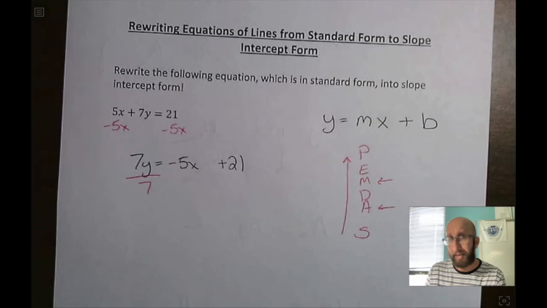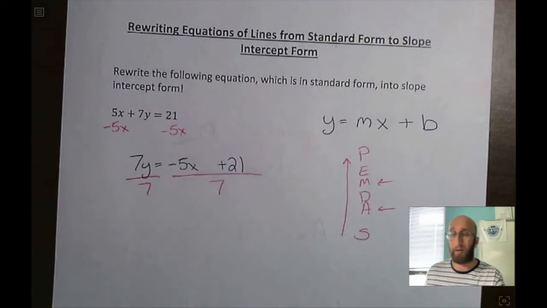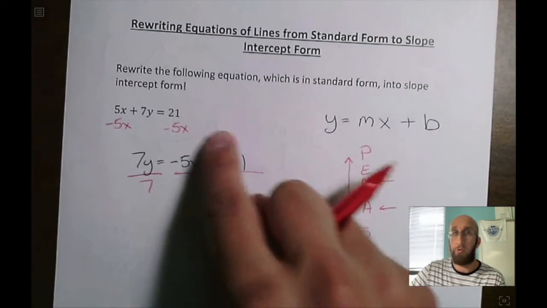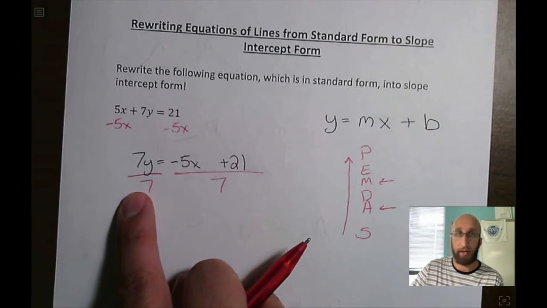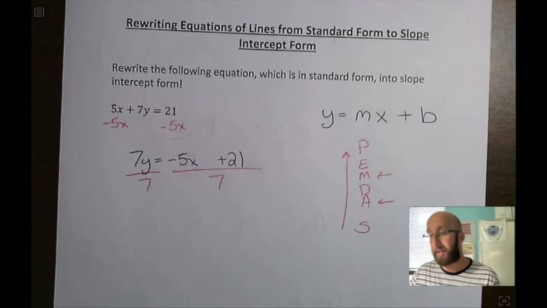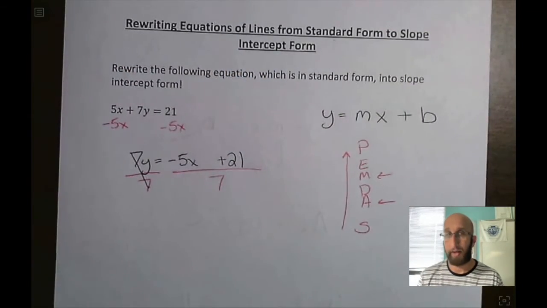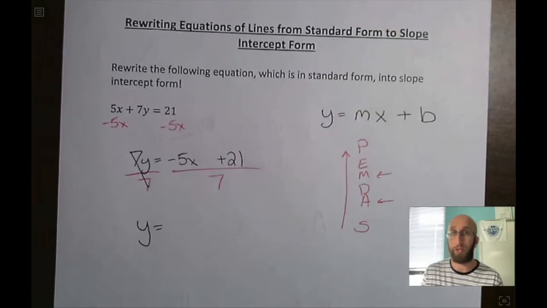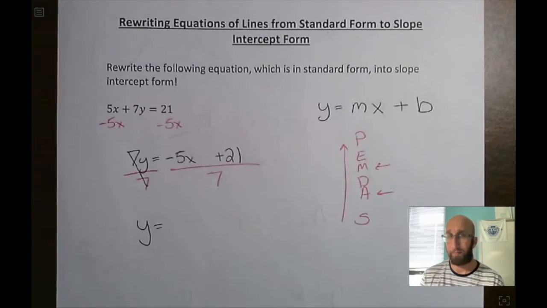But here's the key, and here's a common mistake. We need to divide everything on the right side by 7. Some people only divide the 21. No, everything gets divided by 7. I divided the entire left side by 7, so I'm going to divide the entire right side by 7. When we do that, multiplying and dividing by 7 are inverses, so they're gone. I've got my y by itself, which is what we want in slope-intercept form. Now I just have to clean up the rest of this.